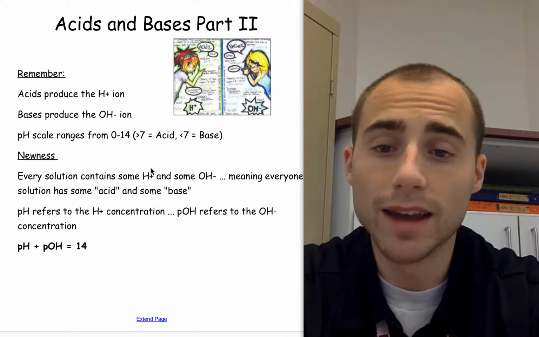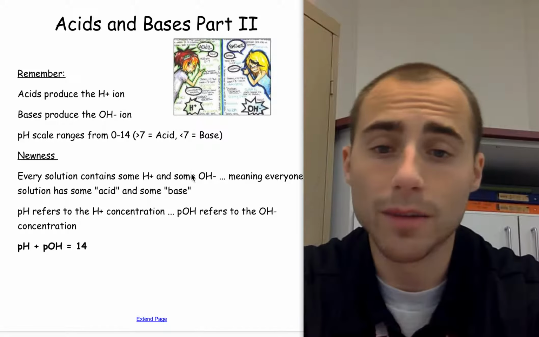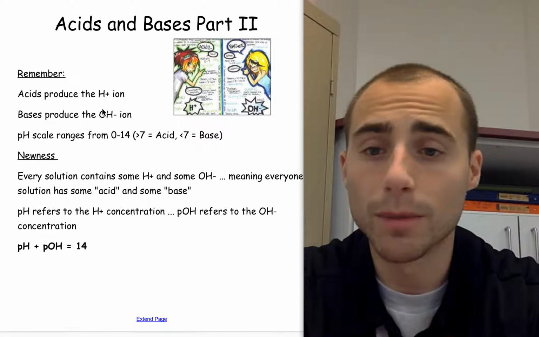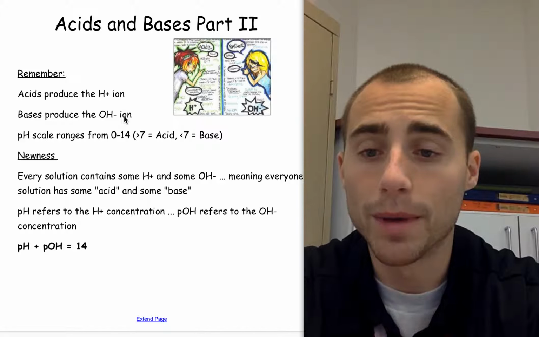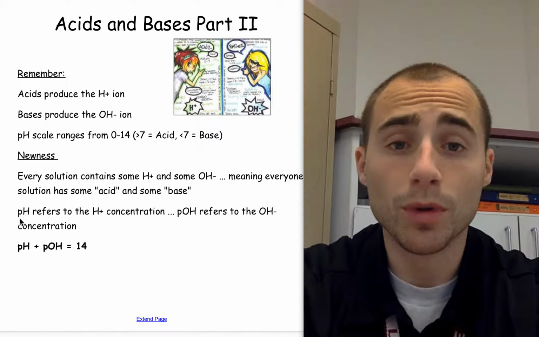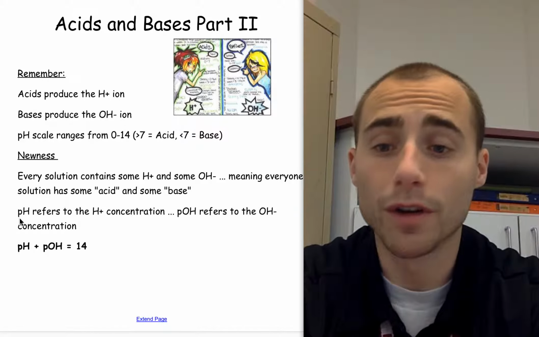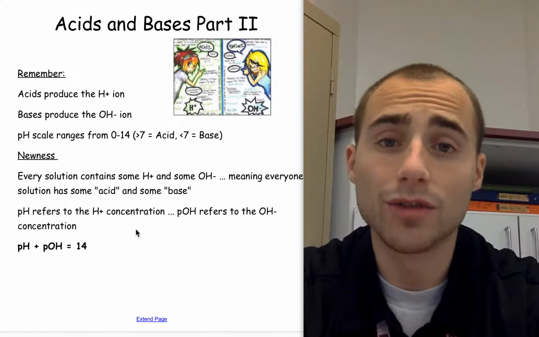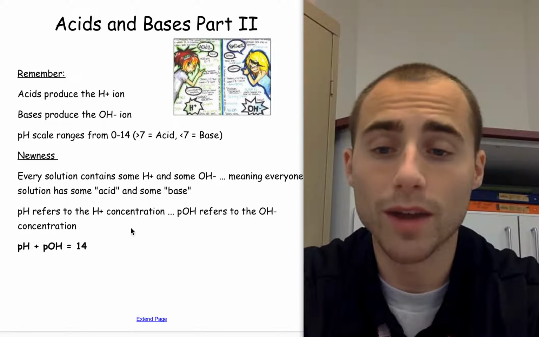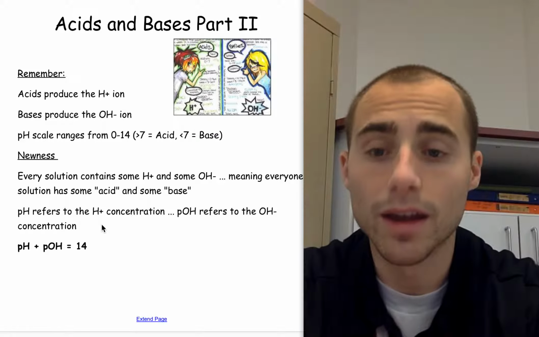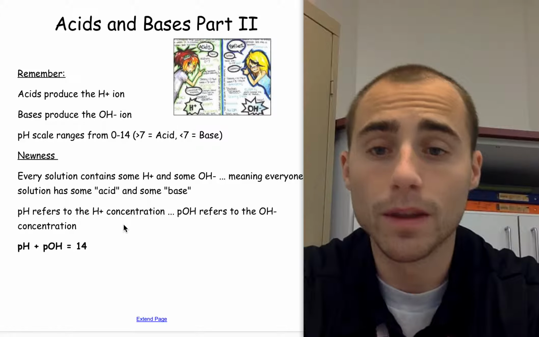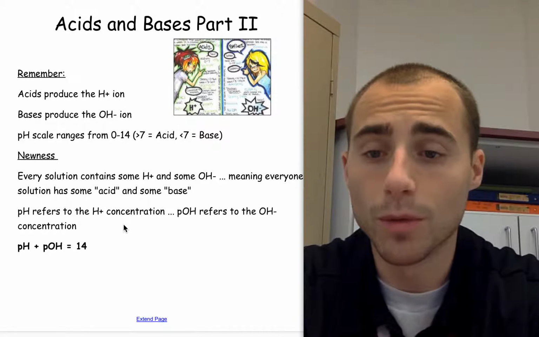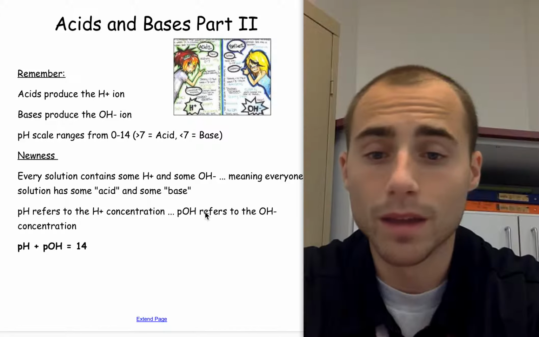Now, some of the new information we have today. Every solution contains some hydrogen ions and some hydroxide ions. So some of this characteristic of acids and some of this characteristic of bases. When we've been talking about pH, what that's actually referring to is the hydrogen ion concentration, so how concentrated the solution is with hydrogen ions. The more hydrogen ions, the lower the pH is going to be, and the lower the pH is, the more likely it is to be an acid.